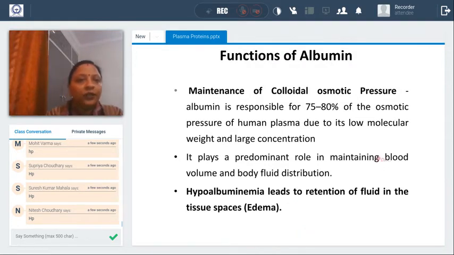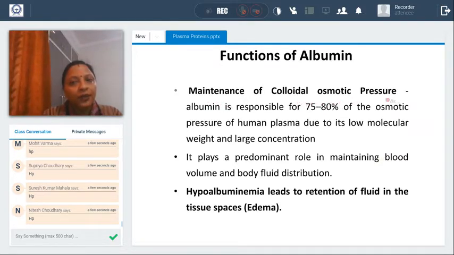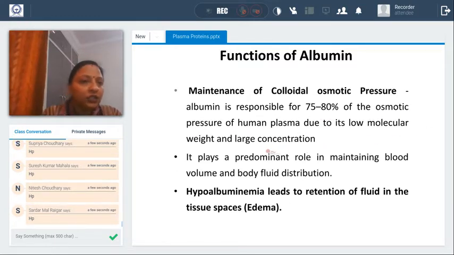What are the functions of albumin? You all know, but we will discuss one by one. Maintenance of colloidal osmotic pressure. This is the most important function of albumin. Albumin is responsible for 75 to 80% of the osmotic pressure of human plasma due to its low molecular weight and large concentration. So it maintains a colloidal osmotic pressure. It plays a predominant role in maintaining blood volume and body fluid distribution.